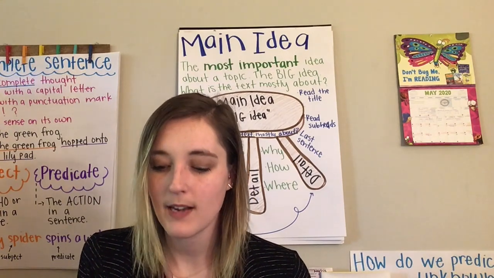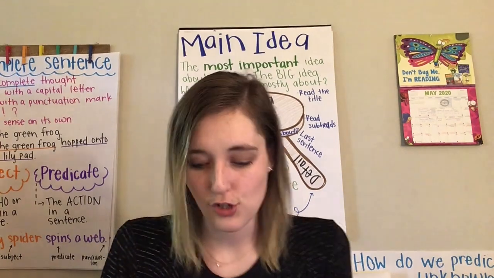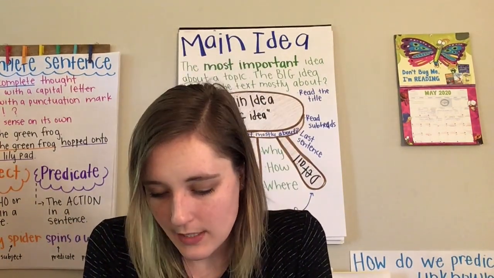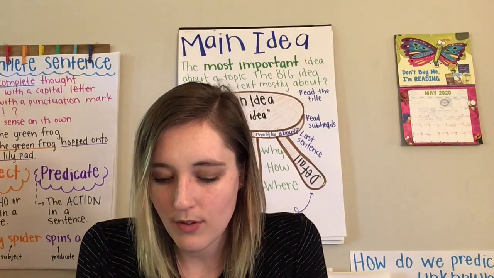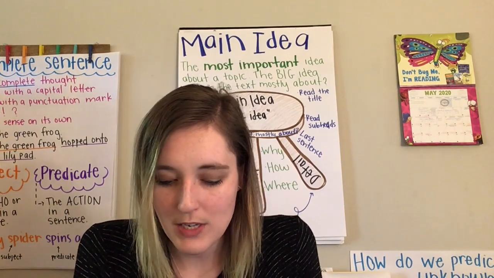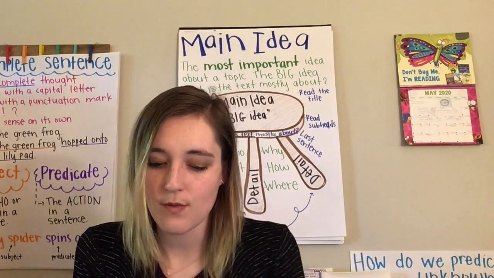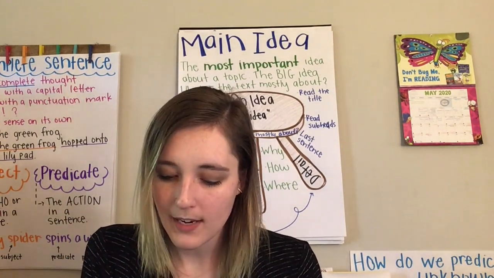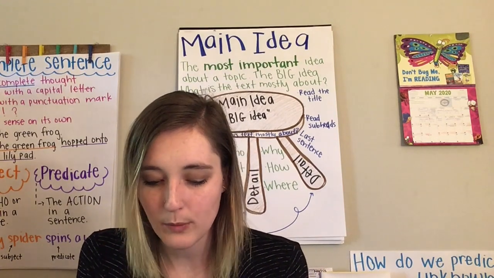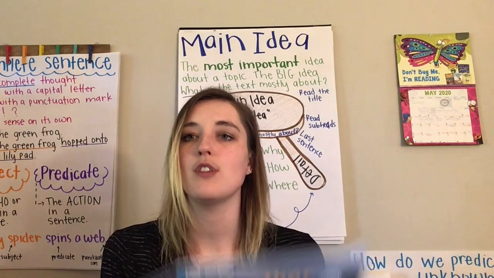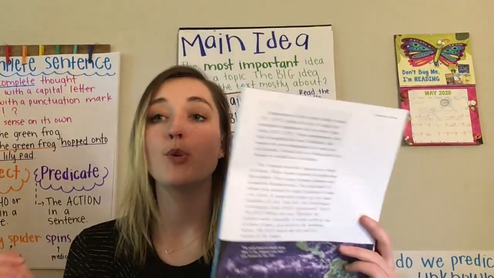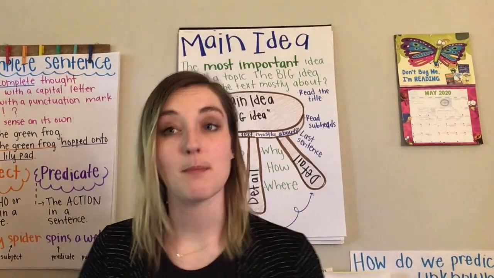ITCZ, and it says pronounce itch. So I'm going to say itch. The itch follows the sun. Therefore, its position varies seasonally. It moves north in the northern summer and south in the southern winter. The itch causes the wet and dry seasons in the tropics. And then there's a photograph, and it says, the solid band of clouds seen here is called the tropical rain belt, also known as the itch. So, I see the itch right here. That's the itch. Good visual to help us with our key details and main idea.